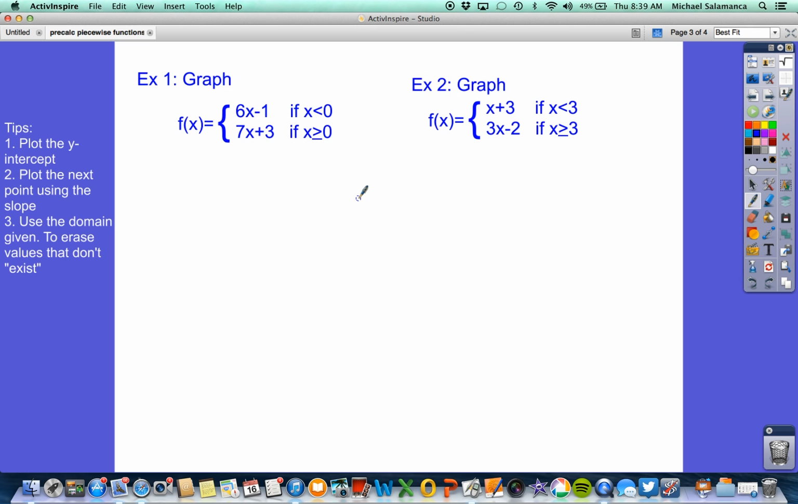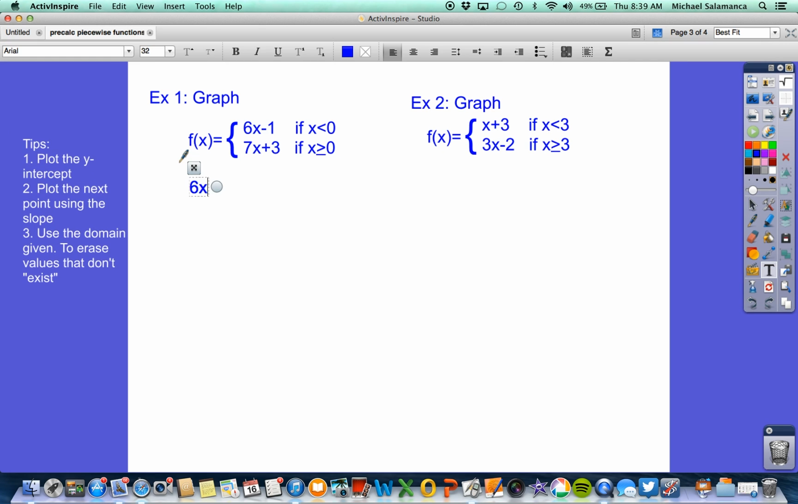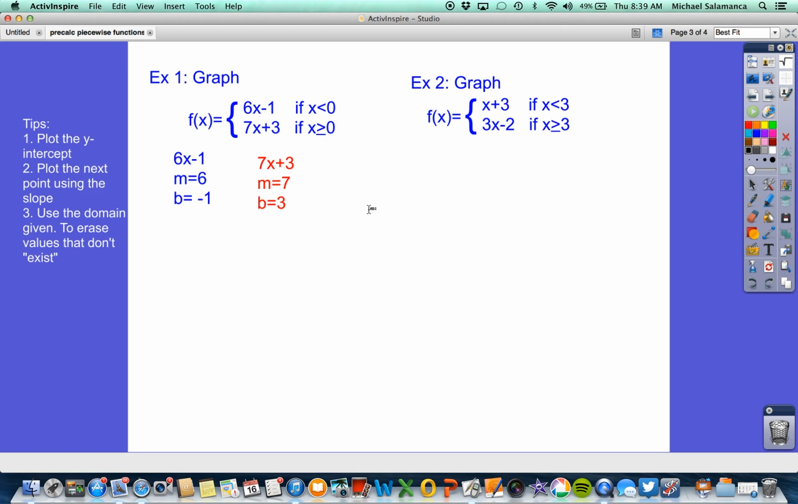In the first example, we're being asked to graph the following function: 6x minus 1 if x is less than 0, and 7x plus 3 if x is greater than or equal to 0. So the first thing we want to do is identify the slope and y-intercept of each one. For 6x minus 1, the slope is 6 and the y-intercept, or b, is negative 1. For the second one, 7x plus 3, we'll do this in red. The slope is 7 and the y-intercept is 3.